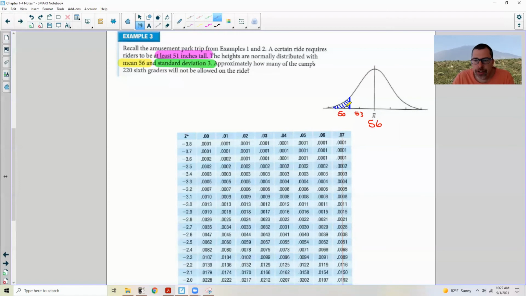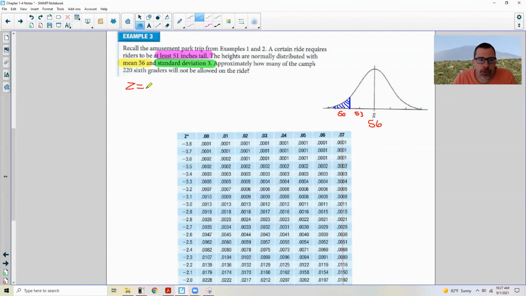And I want to know the area under that curve, because that is the percent of 100 students that are less than 51 inches tall. So that is the context of this problem. And we want to use our formula.